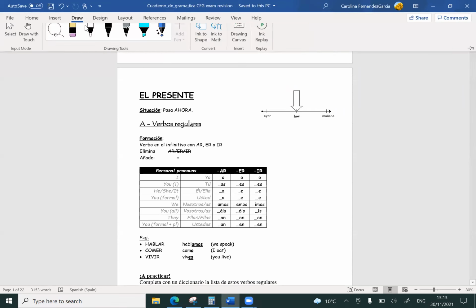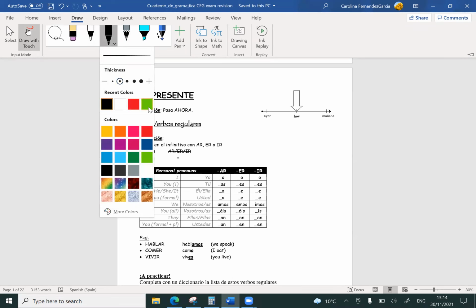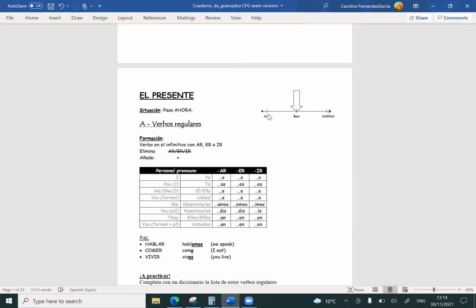So the present tense, let's highlight here with a different color, maybe with green. The present tense is the situation of what's happening now, lo que pasa ahora, today, okay? And we have different types of verbs, and we always start with the regular verbs. So what are the regular verbs? The regular verbs are those verbs that all are the same. They have the same pattern, and we add the same ending.